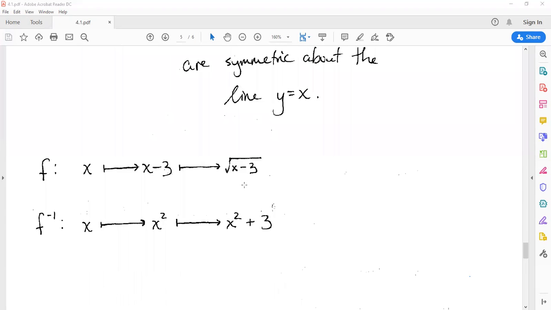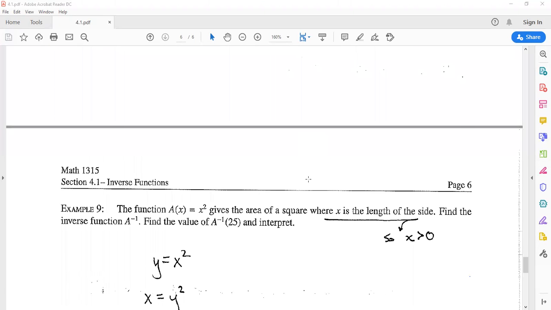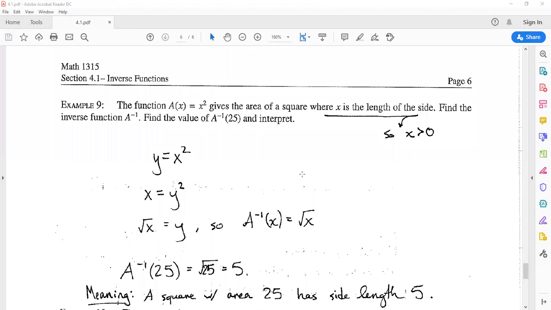So I think this is a nice way to think about inverse functions and how they're working. So let's see, maybe a couple more examples here. This function a of x equals x squared gives us the area of a square where x is the length of the side. Here, this really only makes sense when x is positive, right? Because if x was 0, we'd be in trouble, and we wouldn't really have a square. And if x was negative, that's not a sensible way to describe a length. So we'll just consider positive x for this.